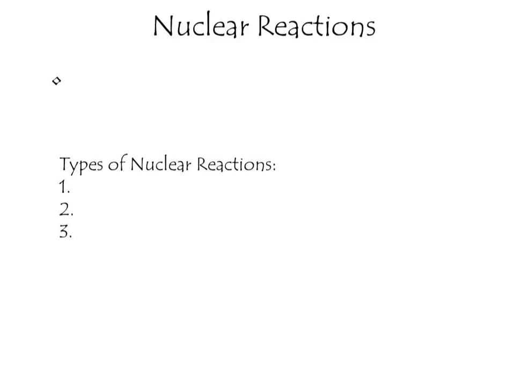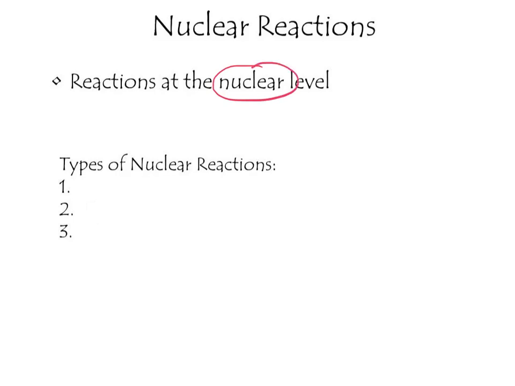In the second installment of the lecture, we are going to talk about radioactivity and nuclear decay. So, what are nuclear reactions? Well, nuclear reactions are reactions that occur at the nuclear level. And when we talk about the nuclear level, you just have to remember we're talking about the nucleus. More specifically, the protons and neutrons, which are the subatomic particles in the nucleus.